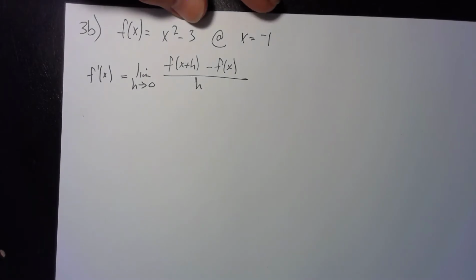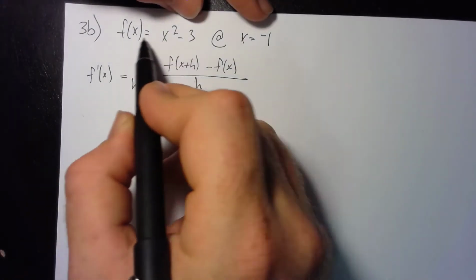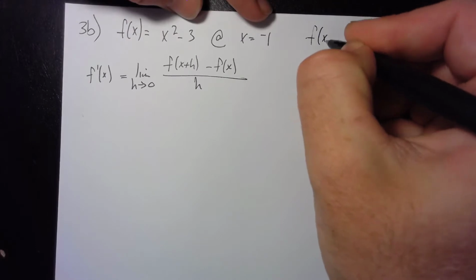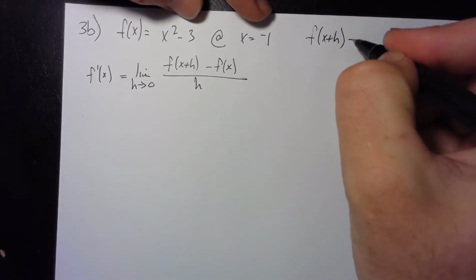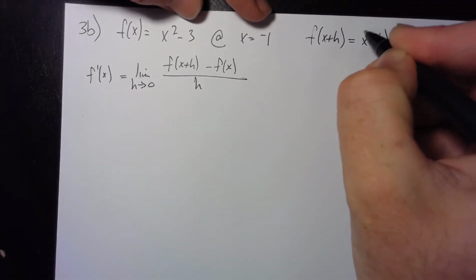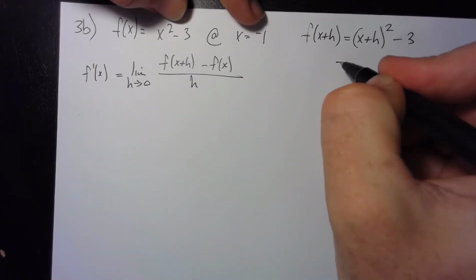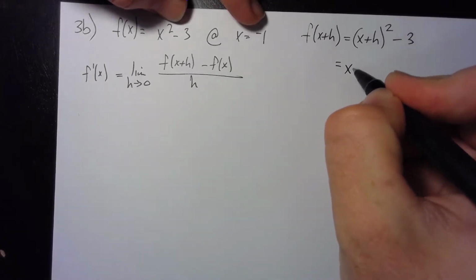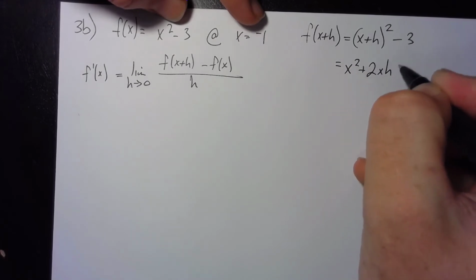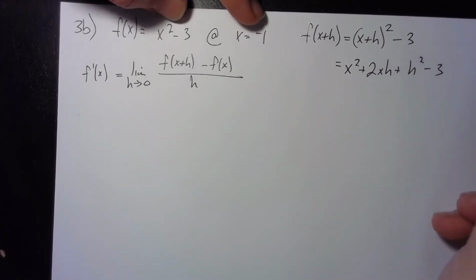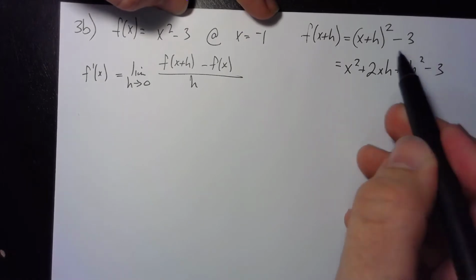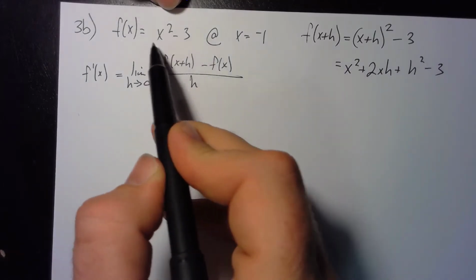So for this example, I'm first going to identify my f of x. I'm going to rewrite so that I have my f of x plus h, which is replacing all of my x's in the problem with x plus h. I'm going to simplify this outside of everything else, giving me x squared plus 2xh plus h squared minus 3.